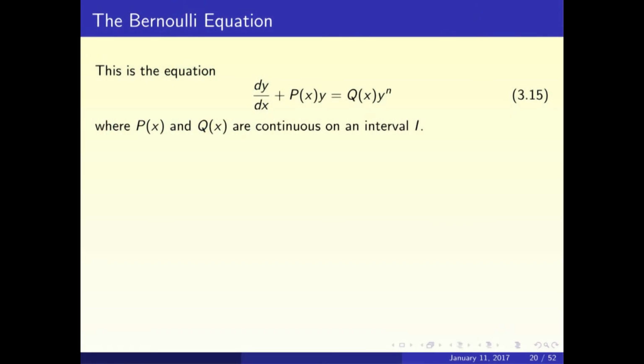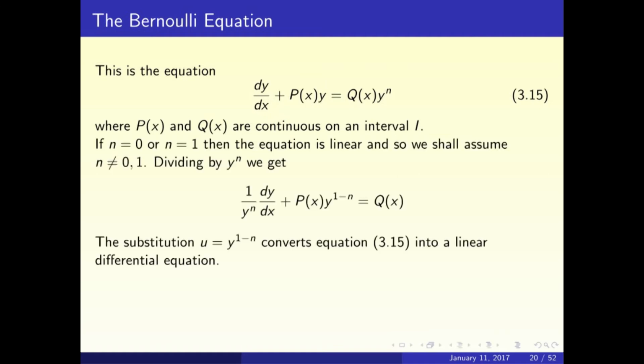Okay, now let's come to Bernoulli equations. This is a Bernoulli equation, equation 3.15 that is displayed in the slide: dy by dx plus p(x) y equals q(x) y to the power n. It's a close cousin of the linear equation. p(x) and q(x) are continuous on the interval I. I said we are going to reduce the Bernoulli equation to a linear equation. First of all, if n is 0, then the right hand side is simply q(x). It's a linear equation already. There's no need to reduce it.